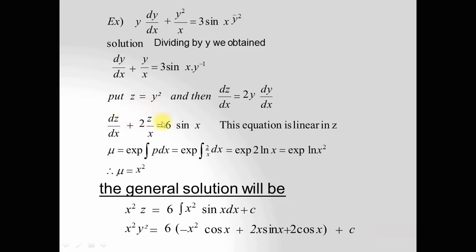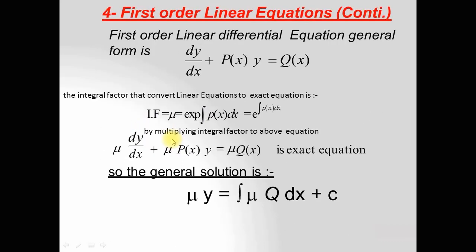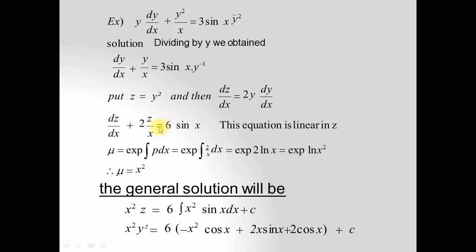So if we compare this differential equation with the standard form of a linear equation, p is multiplied by the dependent variable, which here is z, so 2 by x into z. 2 by x is the p function, and on the right hand side the function of x will be the q function. So for the solution of this differential equation, use this simple formula: integral factor multiplied by the dependent variable is equal to the integration of the product of the integral factor and the q function with respect to x plus c.